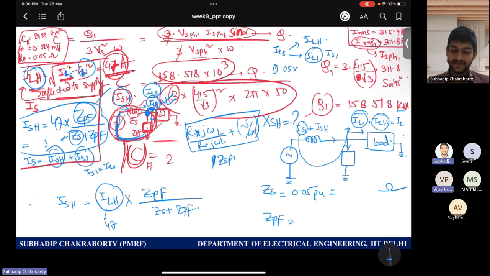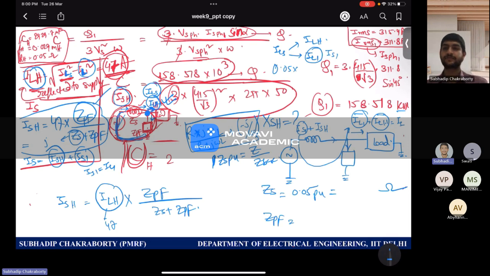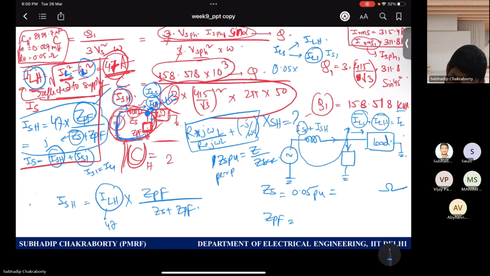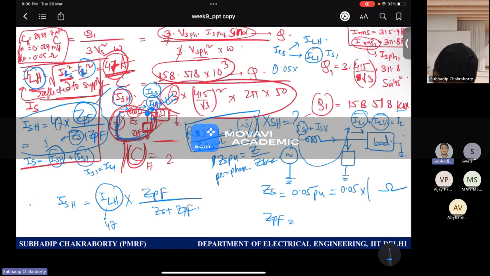ZS per unit means actual impedance divided by base impedance, right? What is the base impedance? It is nothing but V phase by I phase, all in per phase, okay? Per unit is always in per phase, and impedance in per phase also, you calculate. So 0.05 per unit times Z base. What is Z base? V by I.